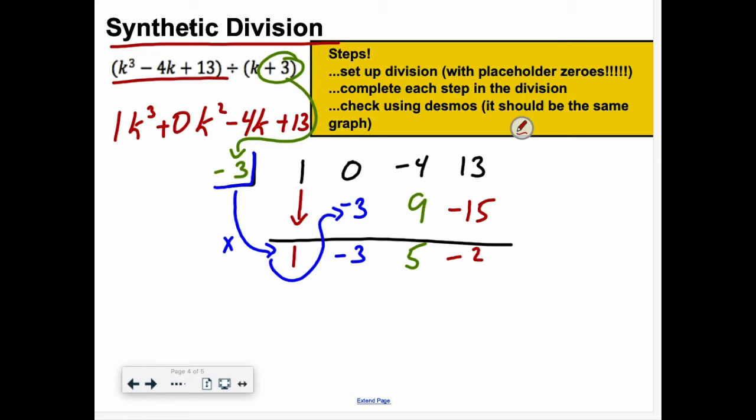Negative 2. So, my first step up here was to remove the variables. I'm going to throw them back in. So it's going to be 1k squared minus 3k plus 5. And then this is our remainder of plus negative 2 over k plus 3. The same answer we got before, but a lot less math. Let's take another look with synthetic division.